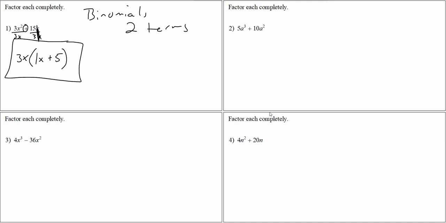You're going to do the exact same thing with 2, 3, and 4. Here I have 2 a's and 3 a's, so when I pull it out, I'm going to take 2 out. Same thing with the x's on number 3 there. Okay, let's go on to the next section.